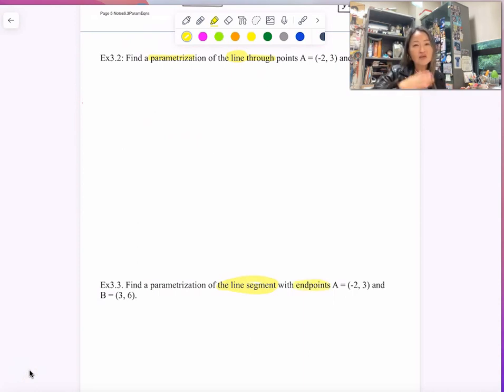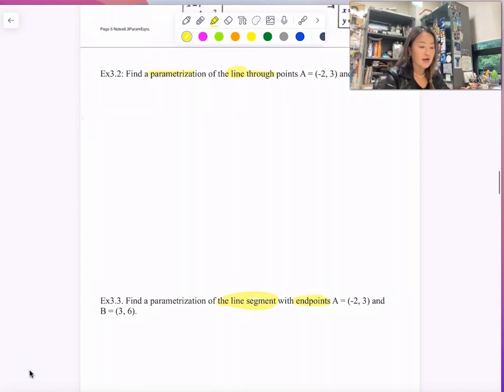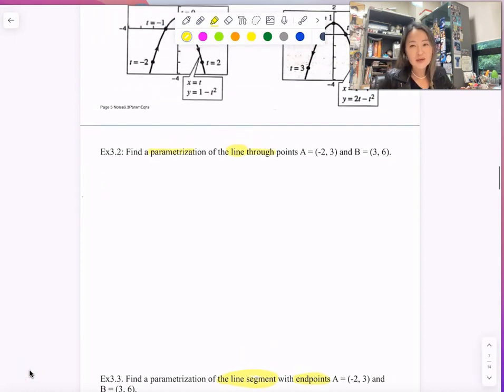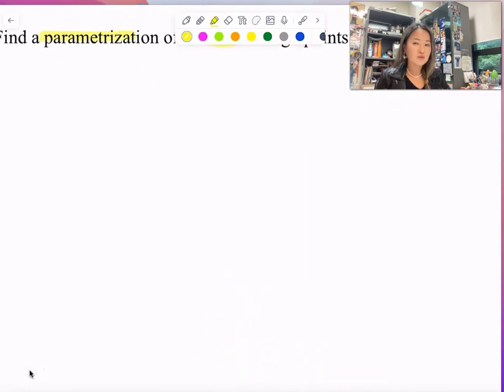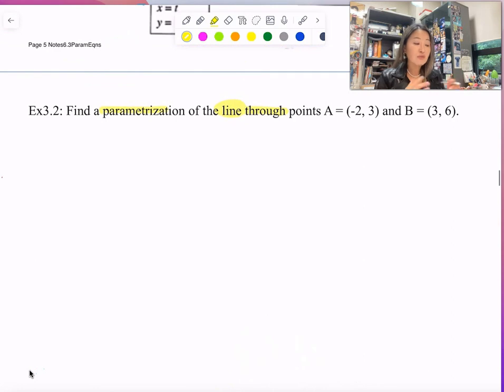And we're going to see the subtle difference between the 3.2 and 3.3 examples, okay? Now take a deep breath. If you need to take a break, go ahead and take a break, because this is tricky, okay? Now, not really, but kind of. Find a parametrization. The wording, I think, is a little bit weird, and the concept is a little bit abstract, but I think it'll be easy. The process is easy. Find a parametrization of a line through points A (-2, 3) and B (3, 6).